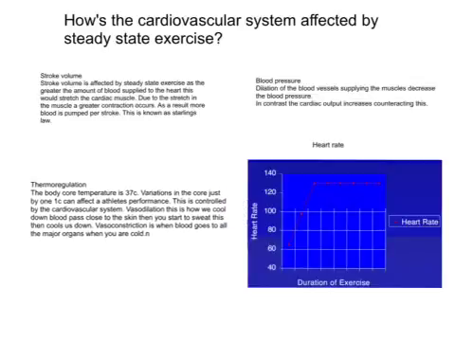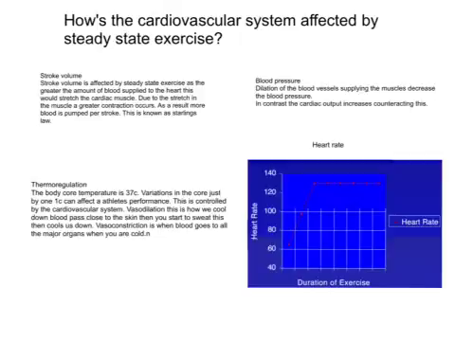Thermoregulation. The body core temperature is 37 Celsius. Variations in the core temperature of just 1 Celsius can affect athletes' performance. This is controlled by the cardiovascular system. Vasodilation. This is how we cool down. Vasodilation is when the blood vessels dilate, and this allows blood to pass closer to the skin, which then results in us sweating. And as we sweat, this will cool us down.